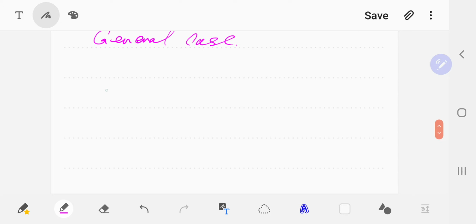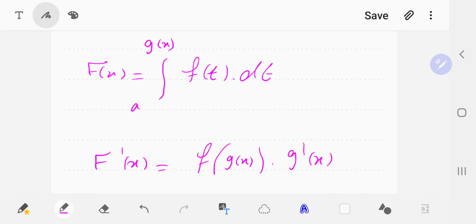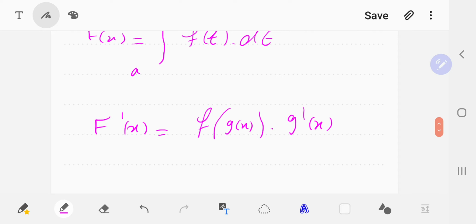Instead of saying that if f of x is equal to integration from a to x, I can say integration from a to a function g of x of f of t dt. If that's the case, then f prime of x will be equal to f of g of x, but multiplied by g prime of x. Well, is that the only general case? Let me generalize it more.